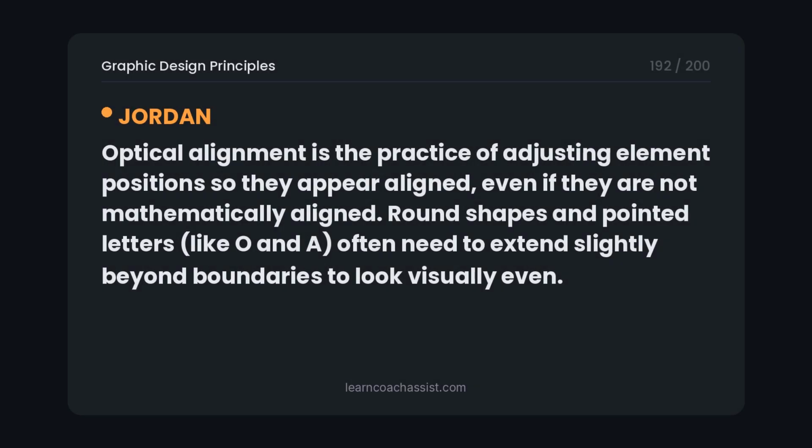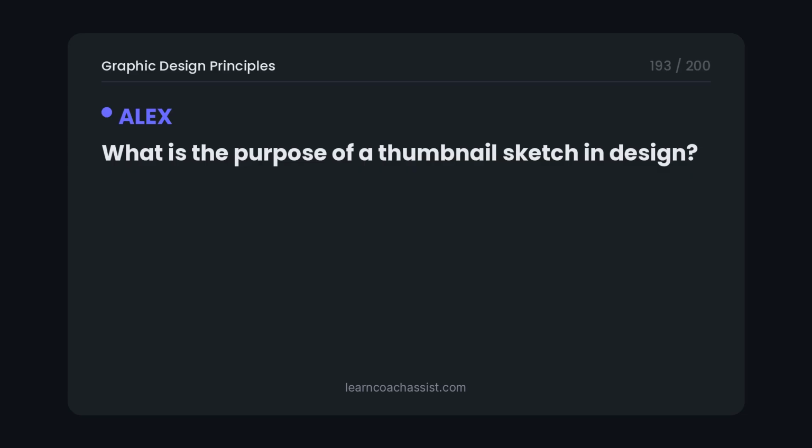Optical alignment is the practice of adjusting element positions so they appear aligned, even if they are not mathematically aligned. Round shapes and pointed letters, like O and A, often need to extend slightly beyond boundaries to look visually even. What is the purpose of a thumbnail sketch in design?